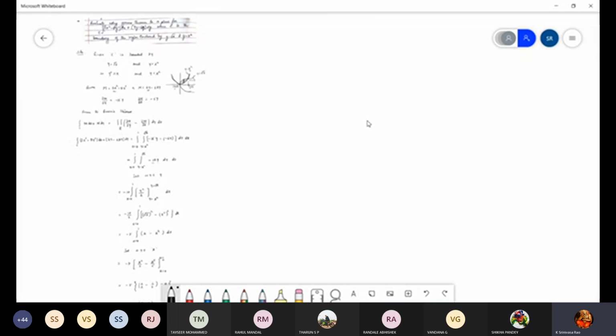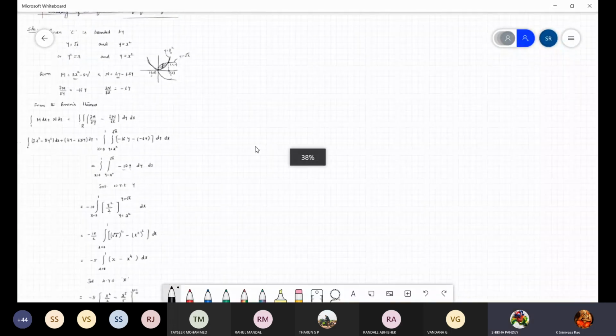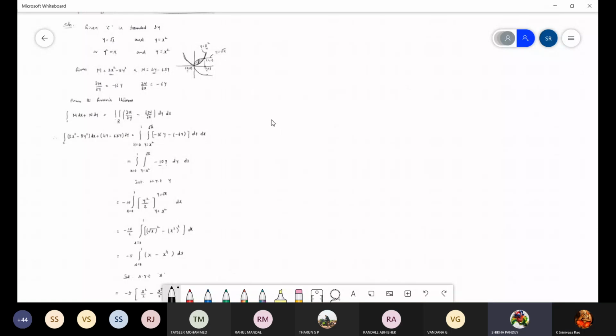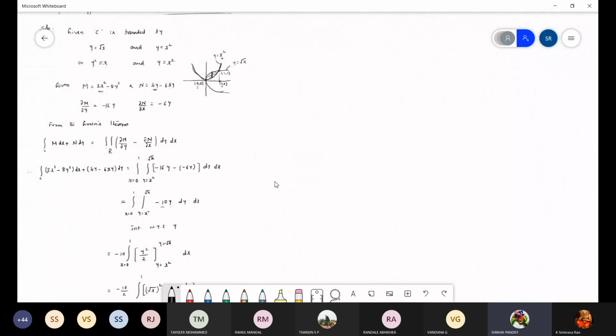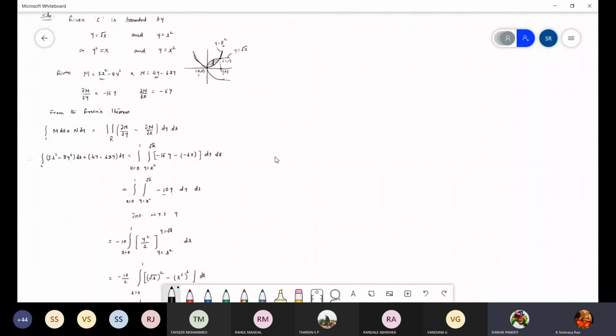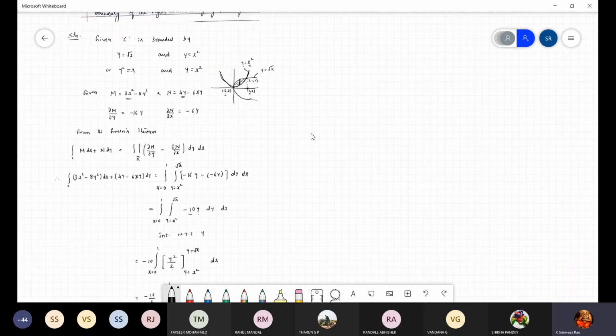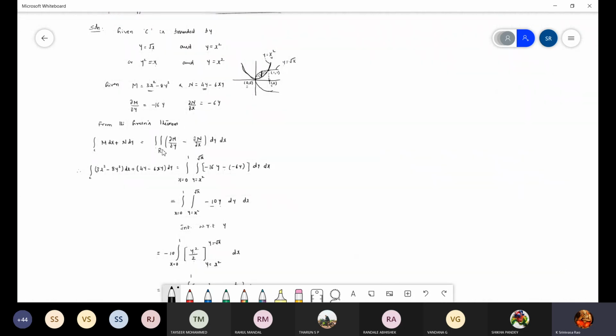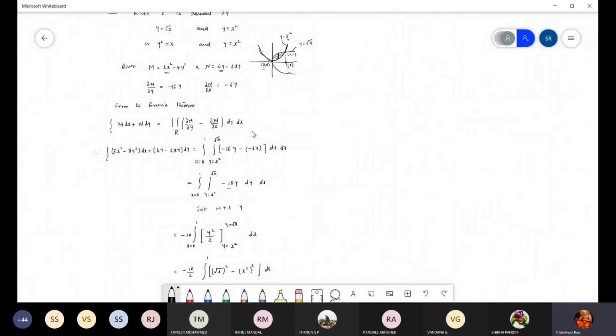Excuse me, sir. Yes. Sir, is the answer minus 3 by 2 the area of the shaded region? Area, actually one more concept is that this is not area. Calculating area is different. What we are using in Green's theorem is an application of Green's theorem, but it will not give area. Actually, it is giving the left hand integral and right hand integral, that is, the line integral is equal to the surface integral.